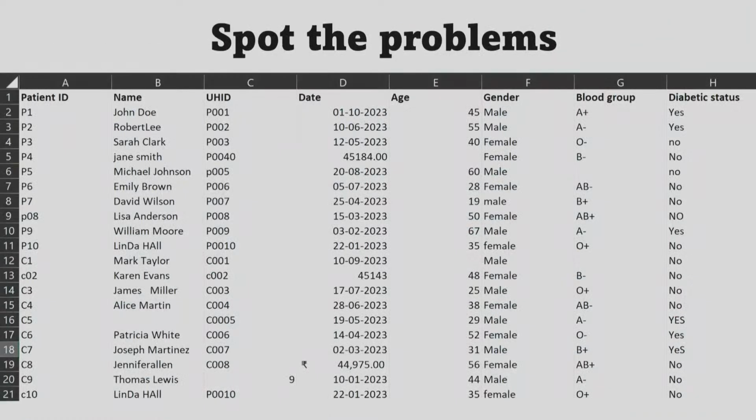So I really want the audience to be a little bit more interactive. This is a demo data set. Can you spot the problems that are there in this data? Just a rough idea. We just start naming any problems over here.